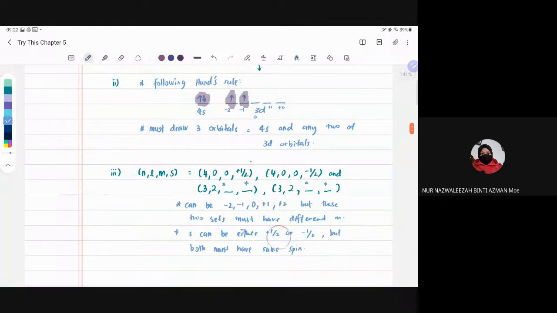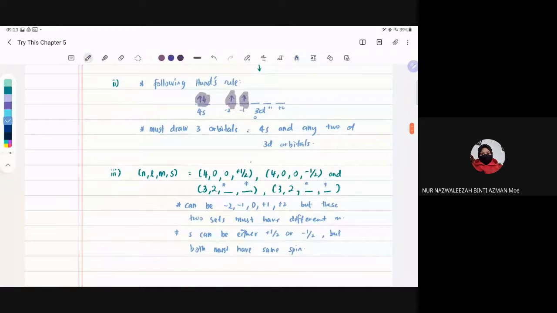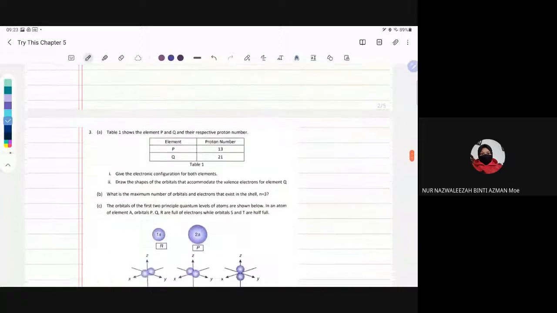So dia ada rule dia untuk betul lah. So it's quite a tricky one. But these are the rules that we use untuk set up. Okay. So that would be the question 2. Now question 3.